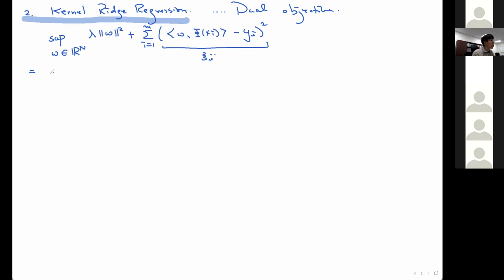So then our new objective becomes: over W and psi, lambda times the norm of W squared plus the sum from i equals 1 to m of psi i squared, with a constraint. The constraint says psi i is exactly the term it is supposed to encode, subject to psi i equal to yi minus W·Φ(xi).